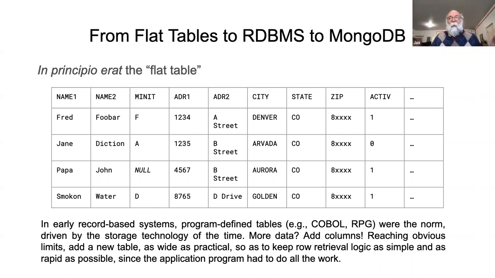If you wanted to add more data, add more columns. And because they were program defined, there was a tendency to not really want to keep adding more tables to your database. You tried to extend the tables you had as far as you could until the thing broke, and then you broke it into more tables, keeping the retrieval logic as simple and rapid as possible because you were coding it all effectively by hand. And I'm talking about the 1960s and early 1970s, when databases worked this way.